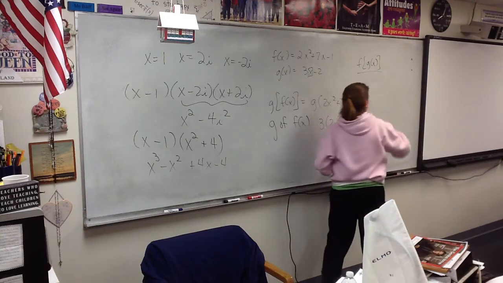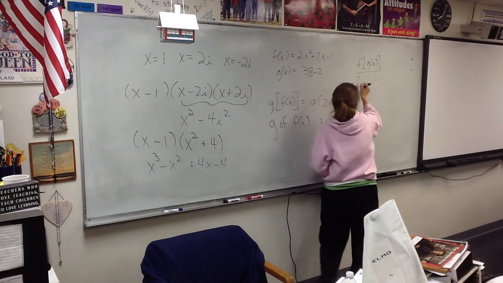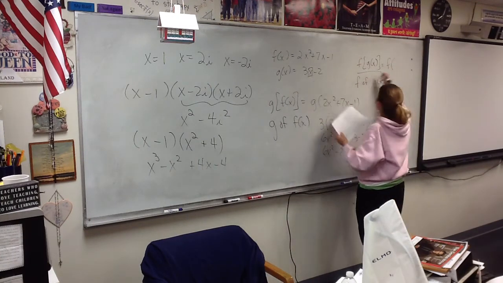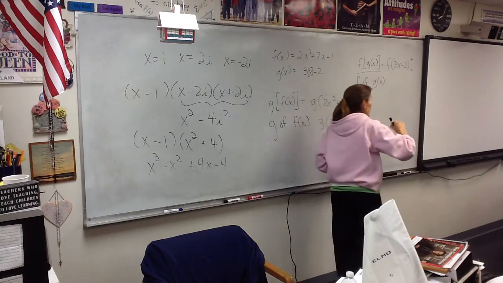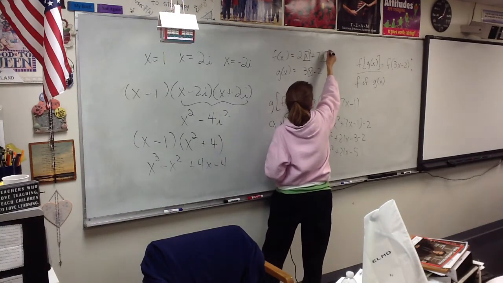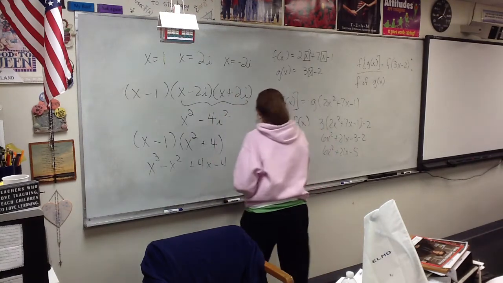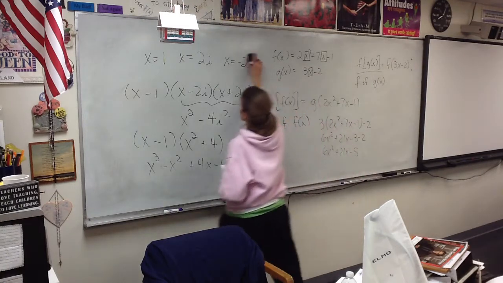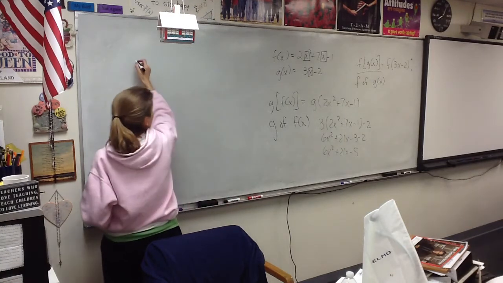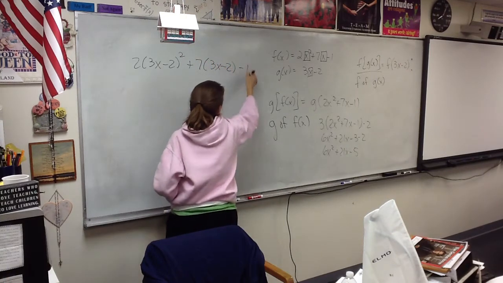All right, now we're going to do the same thing. This should be easy for you. It's exactly the same thing, only we're going in the other order. This says find f of g of x. So we're going to find f of 3x minus 2. Now what does that mean? We're going to plug 3x minus 2 into f. So that will be 2 times 3x minus 2 squared plus 7 times 3x minus 2 minus 1.